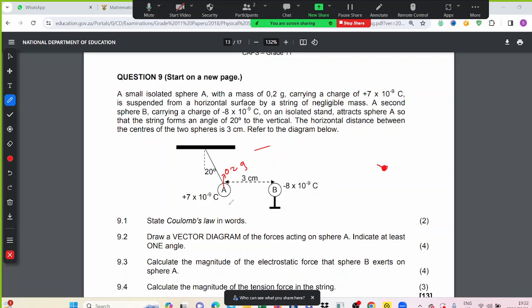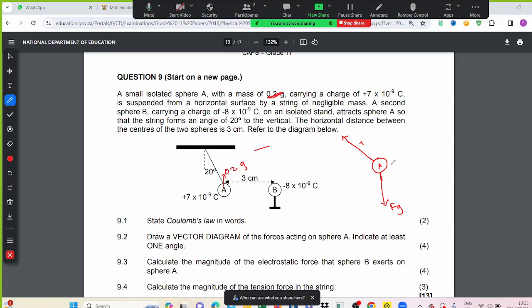Oh, they want the vector diagram, not the free body diagram. They want the vector diagram. So if they want the vector diagram, we can draw this sphere, which is A. The first one will be the tension, which would be here. That is the tension. And since the sphere has got the mass, it will have a weight. The weight is always downward, so we'll call this Fg, which is the weight.